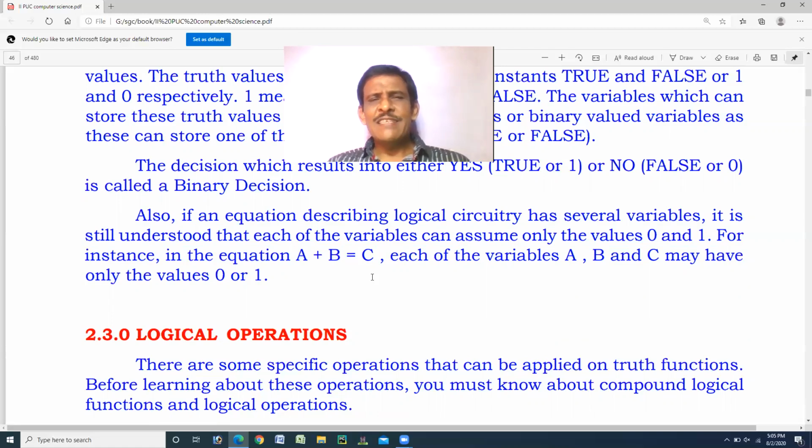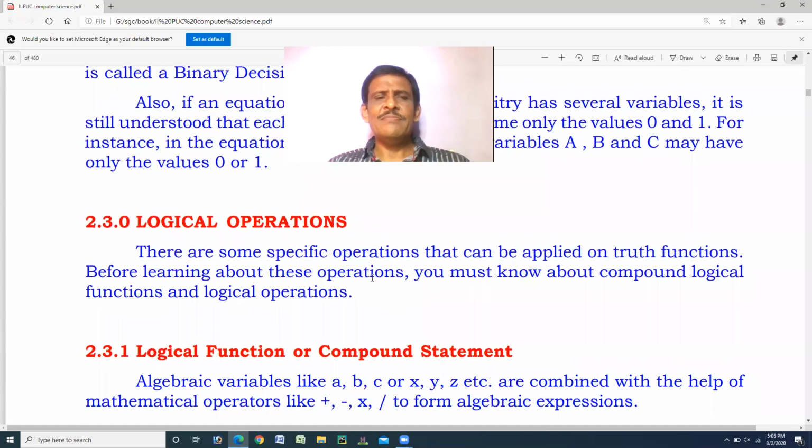What is a constant? A constant is a variable or a quantity which will not change its value during execution of the program. Then comes one more heading called logical operations. There are some specific operations that can be applied on truth functions. Before learning about these operations, we must know about compound logical functions and logical operations.